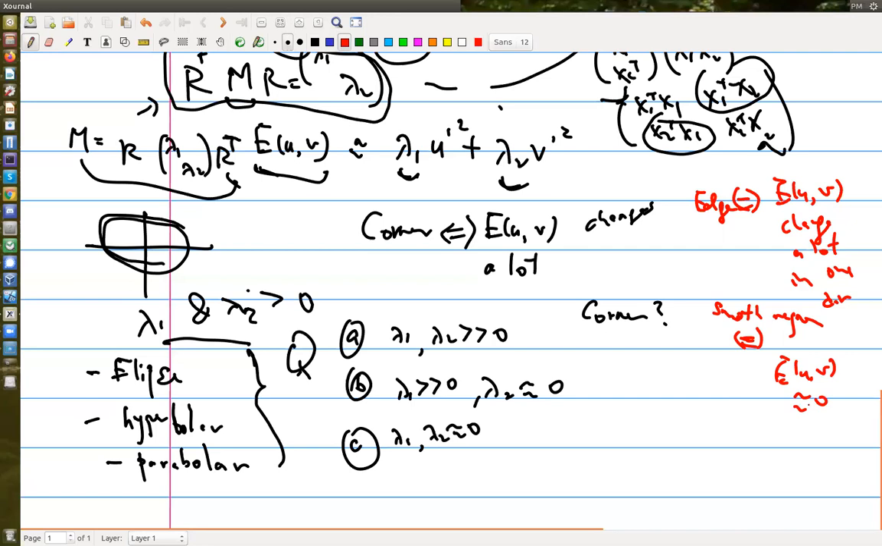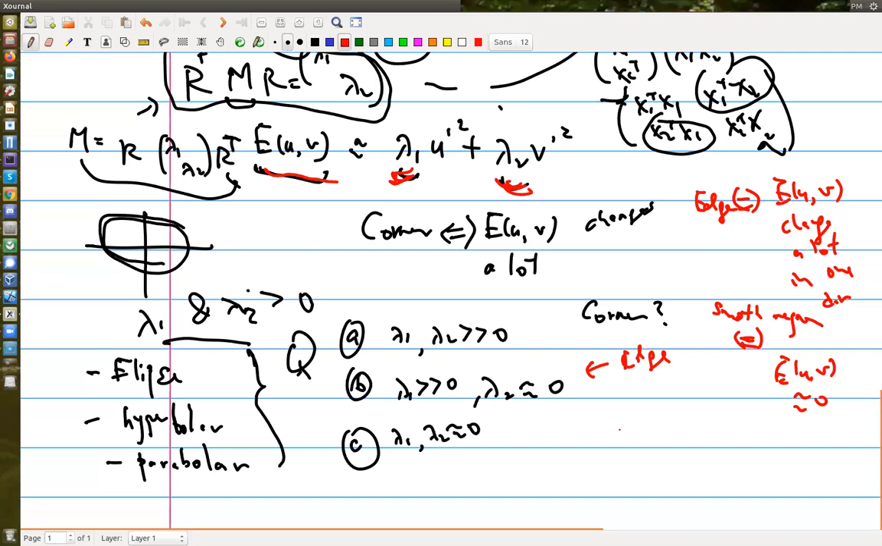Okay, A or C, I would say. But be careful, look at this function here. What values are likely to get? Actually, you guys are correct. I was thinking the other way around. If lambda 1 and lambda 2 are big, then you are likely to have a corner, because whatever UV direction I change, it changes a lot. So B will be an edge.